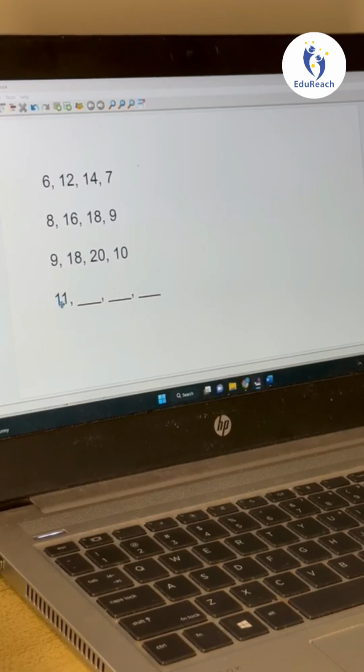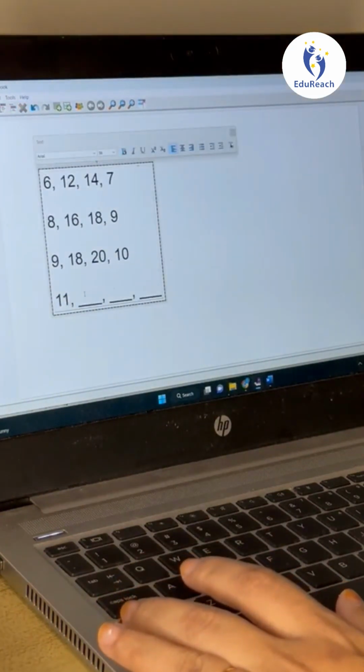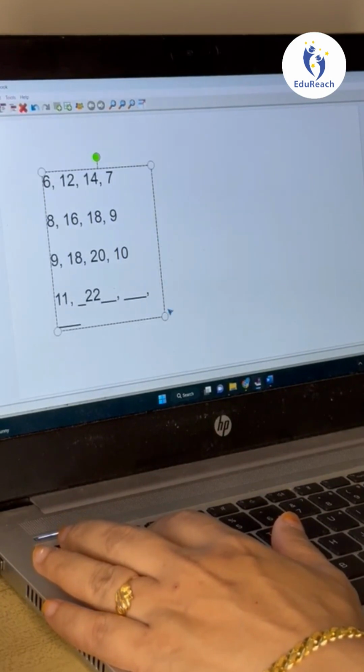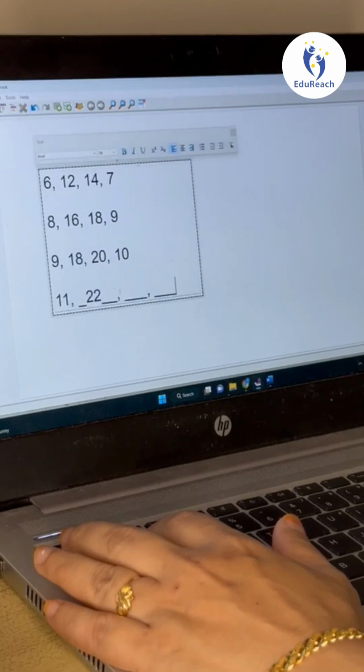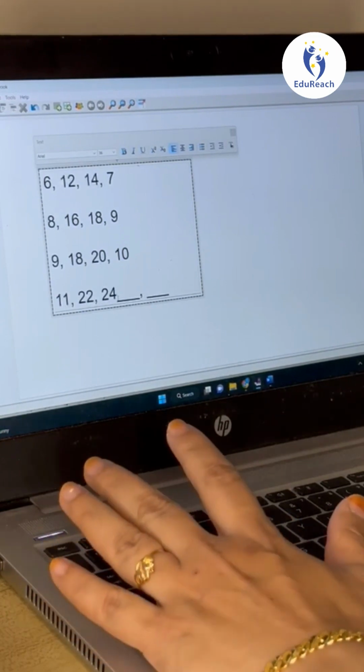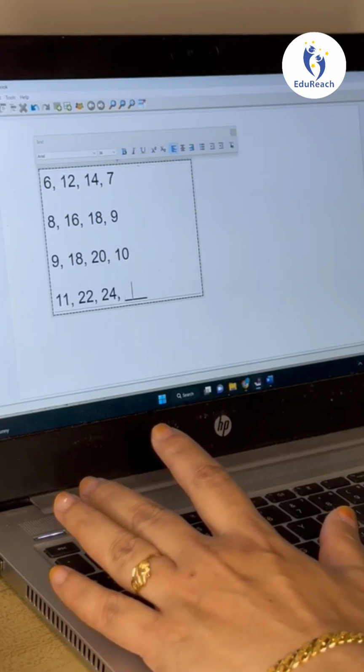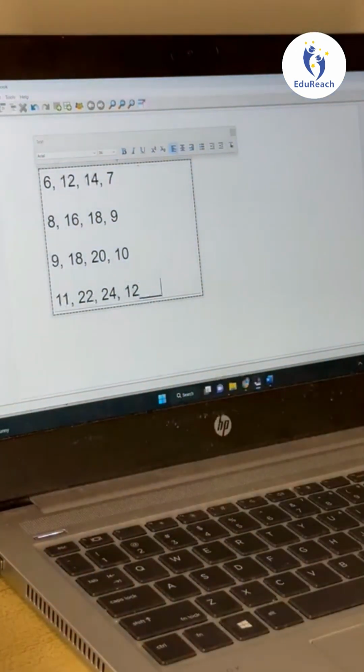How about that? 11. How does it become? What's the next one? It should be times 2. So the answer should be here it should be 22. Let's make this bigger. And this one, it should be a plus 2, right? So it should be 24. And then it should be a divide by 2, right? So this answer should be 12. Interesting, isn't it? So I hope you see patterns are not that difficult.